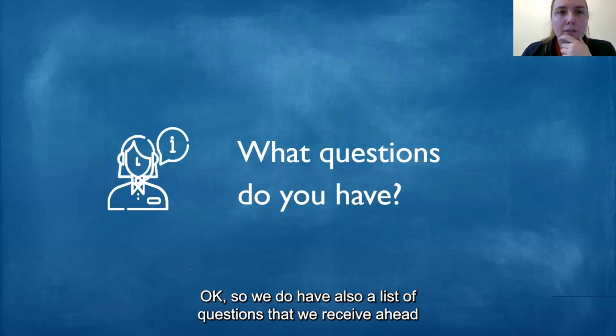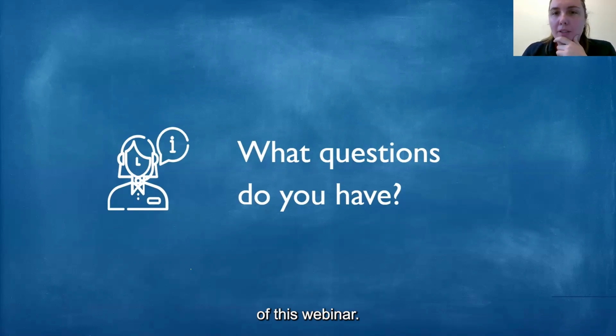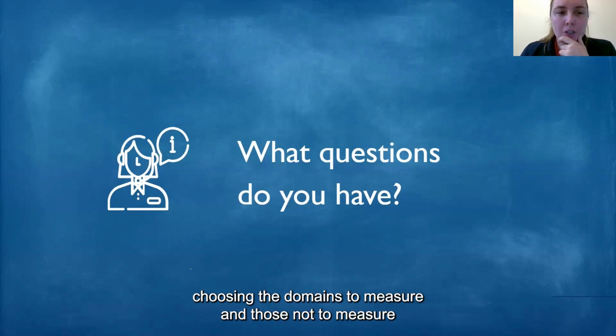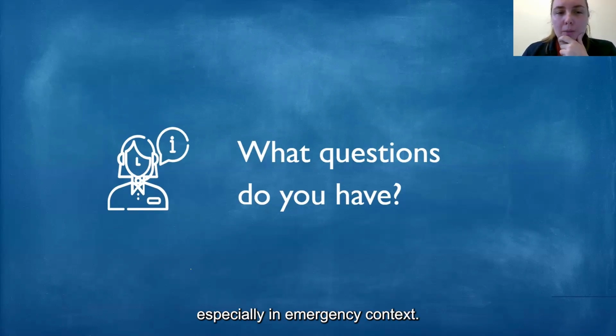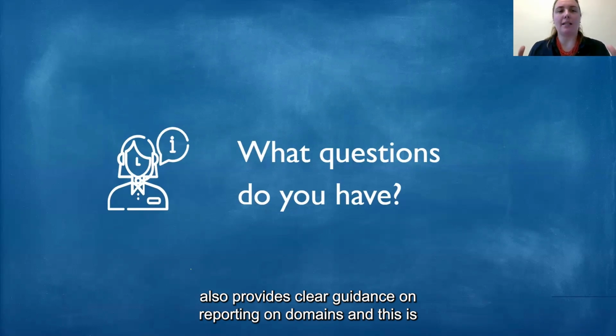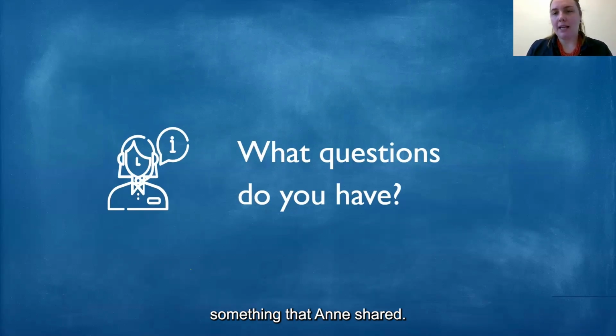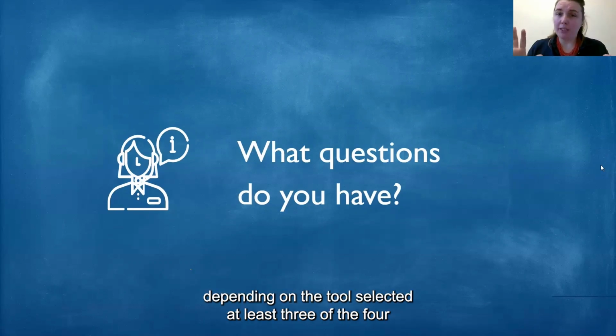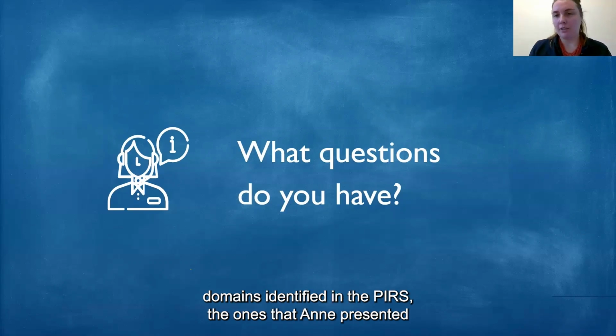Okay, so we do have also a list of questions that we received ahead of this webinar. Thank you for those that have shared those. There was one question around whether there was flexibility in choosing the domains to measure and those not to measure, especially in emergency context. And the ES 1.1-1 does provide some flexibility, but also provides clear guidance on reporting on domains. And this is something that Anne shared. So we know the activity should target, measure, and report, depending on the tool selected, at least 3 of the 4 domains identified in the PEERS, the ones that Anne presented today.